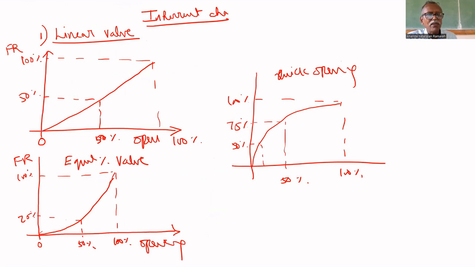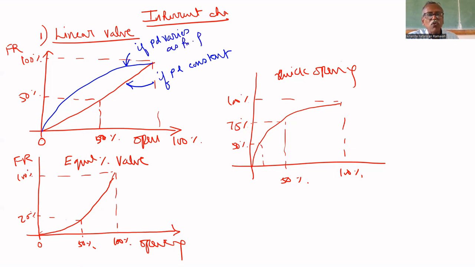A linear valve will look like this. These characteristics are for constant pressure drop. These characteristics are for when the pressure drop varies as a function of flow rate. If you allow the pressure drop to vary, it will be like this. Here, for equal percentage, it will be like this.